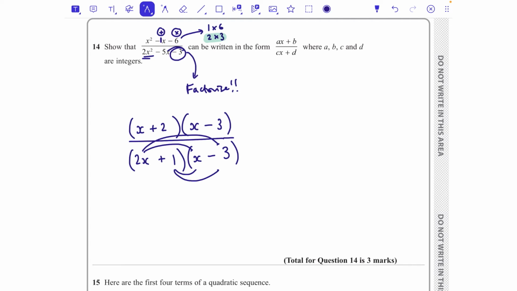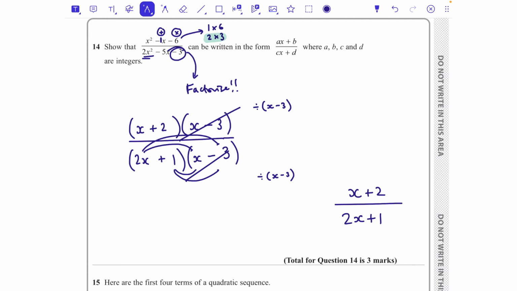You can split the middle term. There are lots of different ways of doing that. And then we need to look for a common factor. Both the numerator and the denominator of this fraction is divisible by x minus 3. So I'm going to divide the numerator by x minus 3 and divide the denominator by x minus 3. So you're left with x add 2 over 2x add 1.